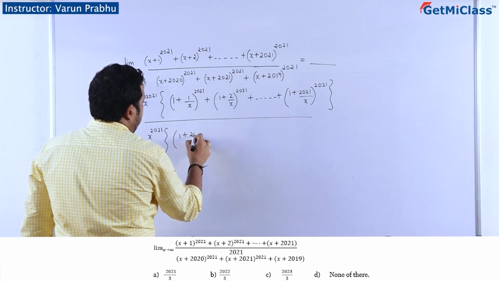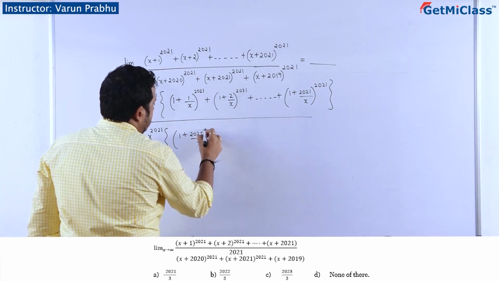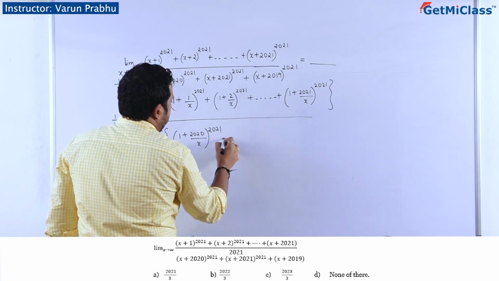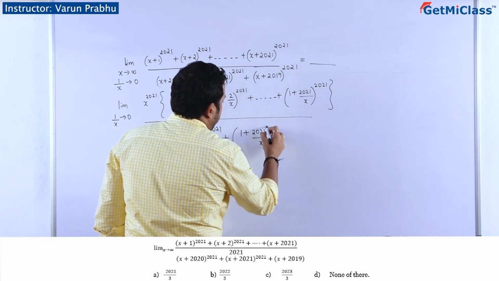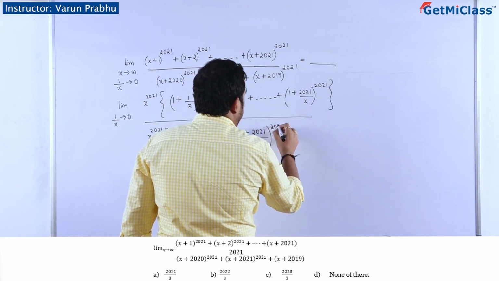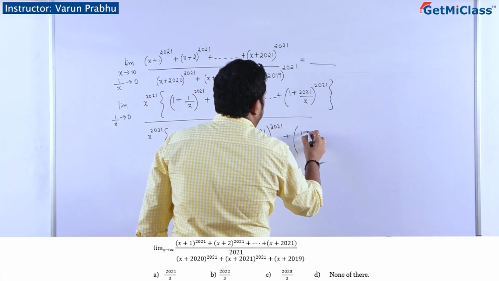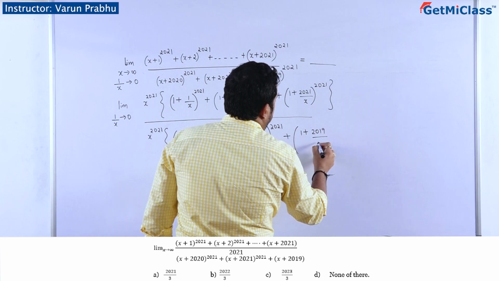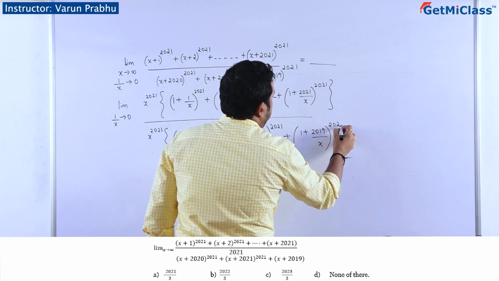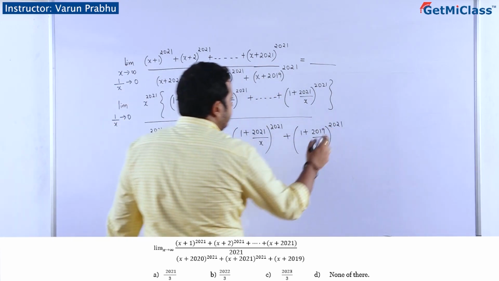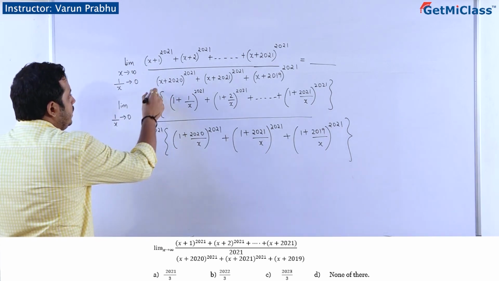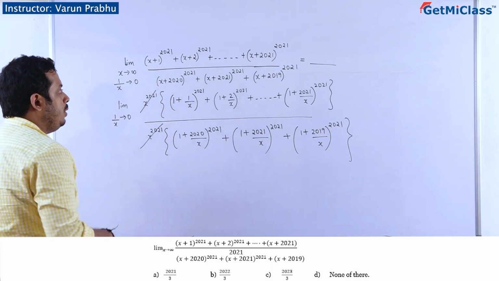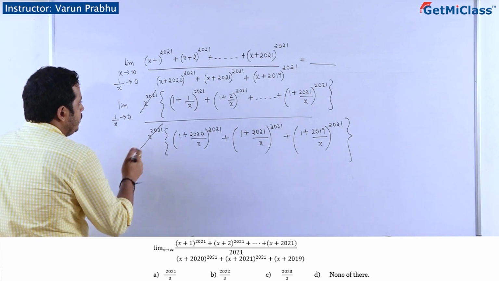1 plus 2020 divided by x to the power of 2021, plus 1 plus 2021 divided by x to the power of 2021, plus 1 plus 2019 divided by x to the power of 2021, correct or not? To the power of 2021. So you see that x to the power 2021 and x to the power 2021 will get cancelled. So what is the answer that we get?